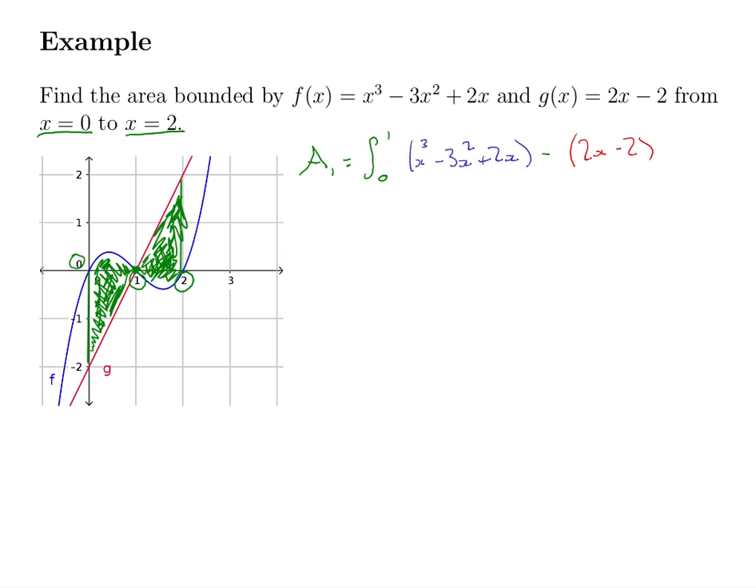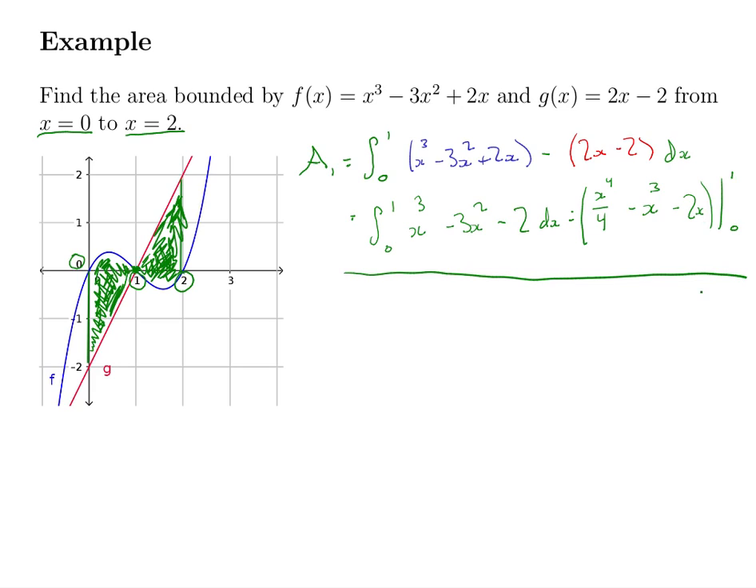2x minus 2. Just like before, we can go ahead and simplify this, put our like terms together, and then take a look at antiderivatives, and they'll be pretty easy. Here we have x cubed minus 3x squared. 2x minus 2x is going to go away to 0, and then we have minus 2 dx. So we can take a look at antiderivatives and say this is going to be x to the 4 over 4 minus x cubed minus 2x, and we'll evaluate this from 0 up to 1. I'm going to put a pin in that, and we'll come back to it later.